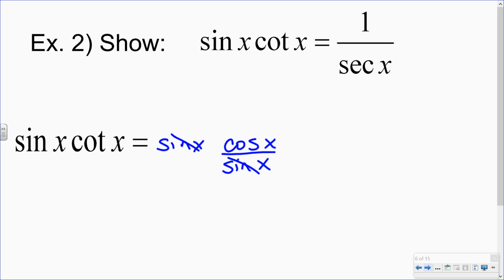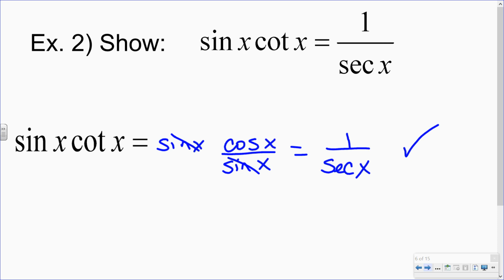Where are we trying to go? I've got cosine. I've got to somehow get secant in there. How do I do that? Oh, that's right. They're reciprocals. So since cosine and secant are reciprocals, one of them equals 1 over the other one. So I can just change cosine to 1 over secant, and that's my right-hand side. So once again, I have something equals the other side.